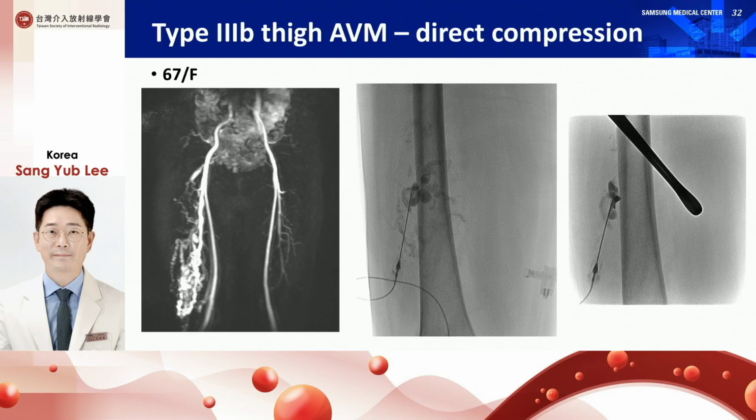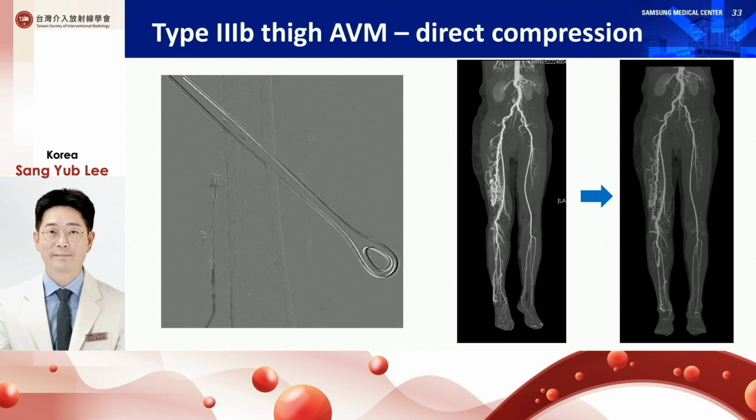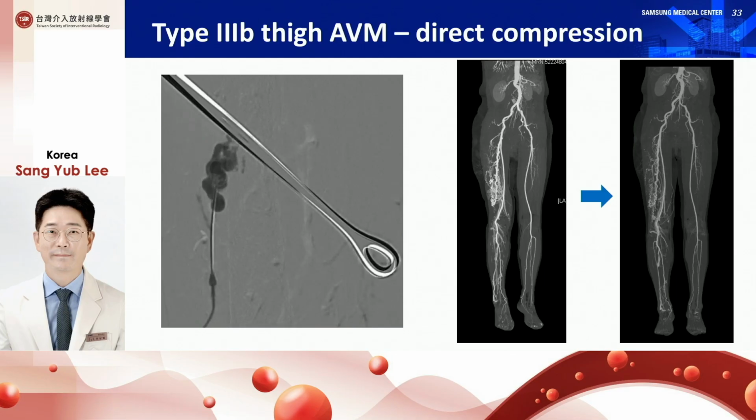This is another type 3B AVM. You can see we can compress the draining vein, and then we can glue reflux from the vein to some adjacent arteries.